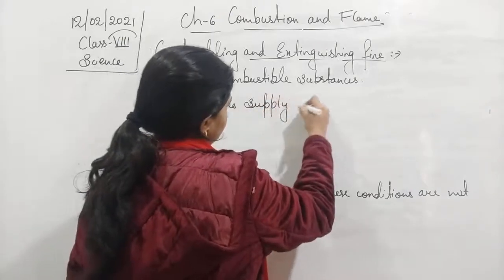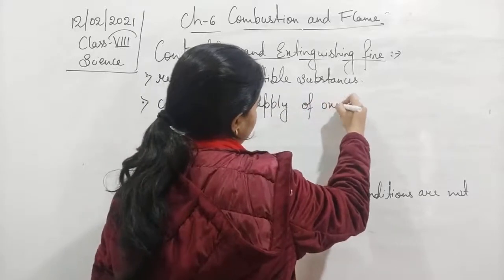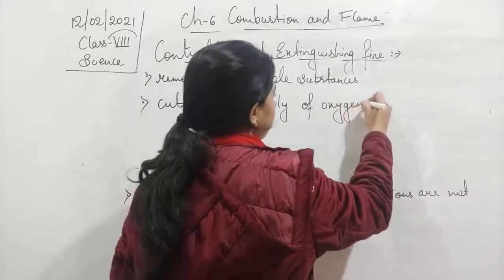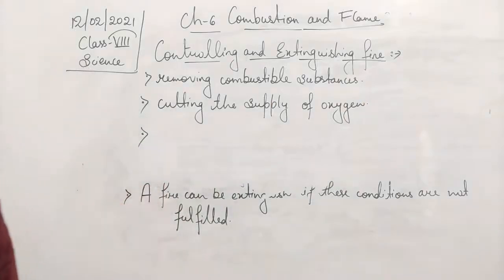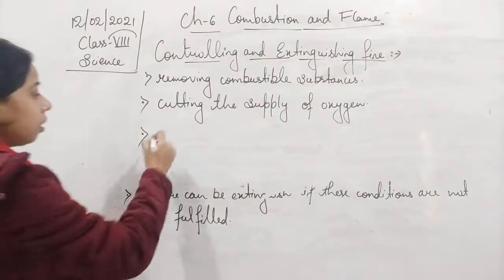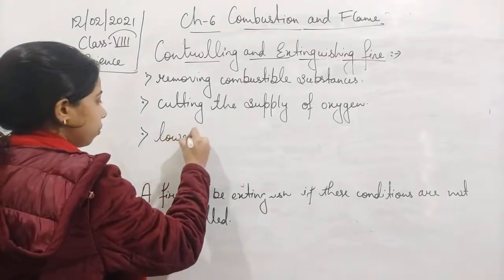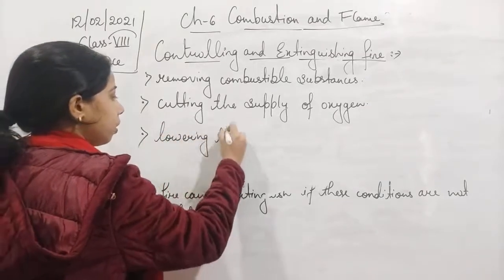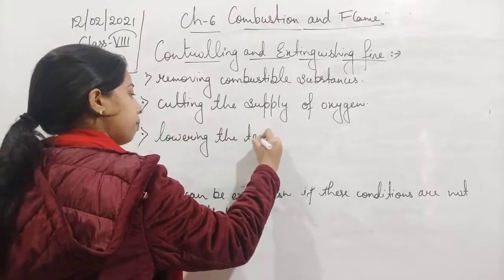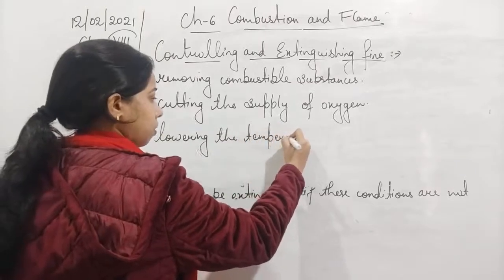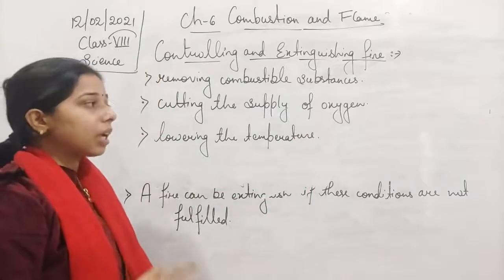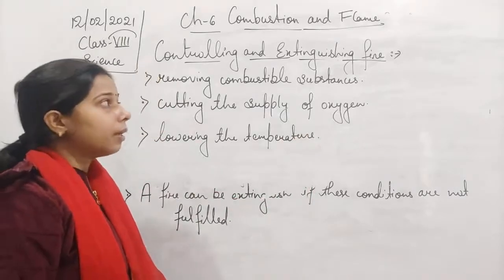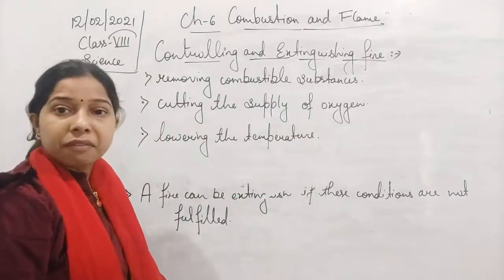The second one is cutting the supply of oxygen. And the third one is lowering the temperature. So these are the three conditions that we can provide for extinguishing fire.